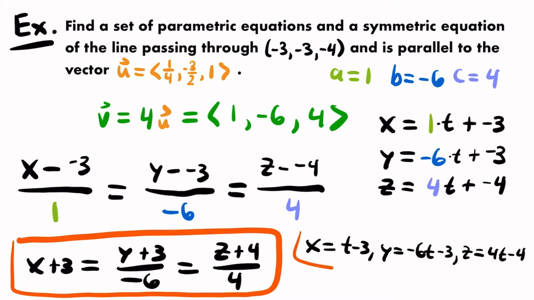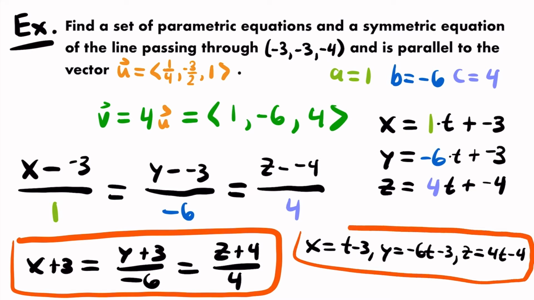Okay, and so that right there is a set of parametric equations that would represent the line passing through this point, and that is parallel to this vector.